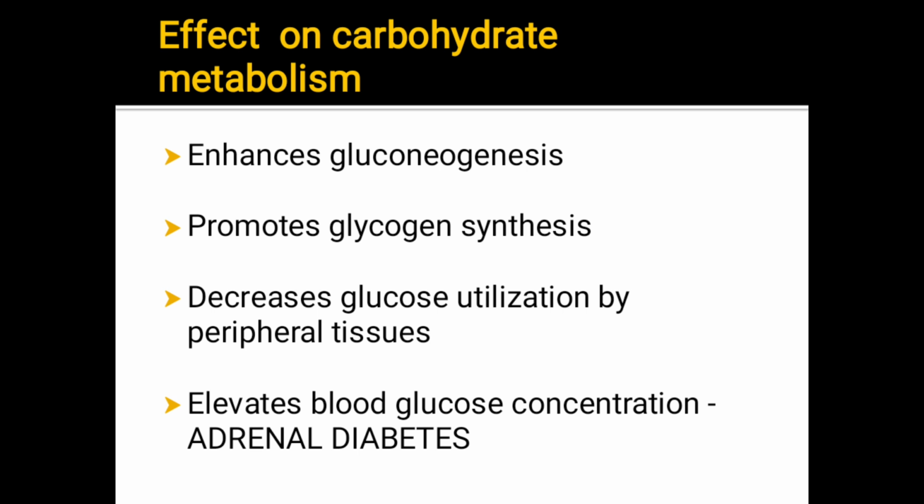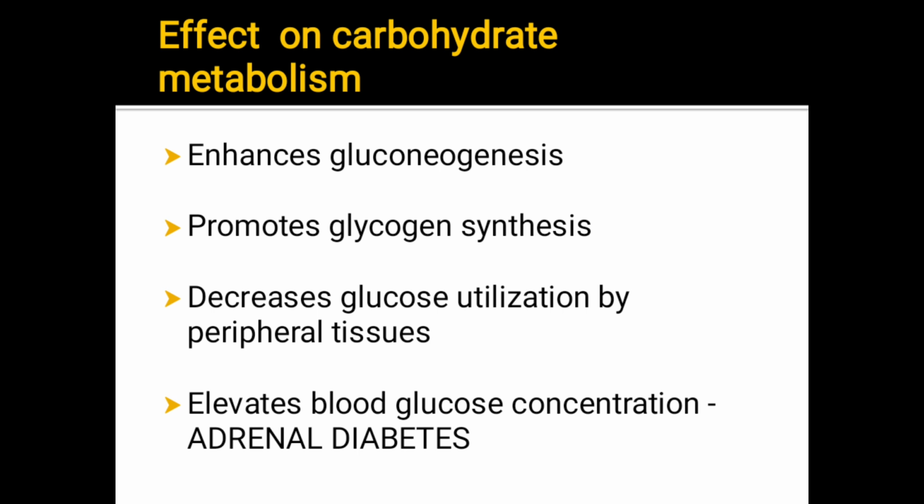The second mechanism is that it decreases the glucose utilization by the peripheral tissues. It decreases the utilization or the uptake of glucose by peripheral tissues like muscle, skin, and connective tissue, but the heart, brain, and liver are spared from this action. So, the glucose is not used by the peripheral tissues but is diverted to the brain, heart, and other vital organs so that they can act better to handle stress or emergency situations.